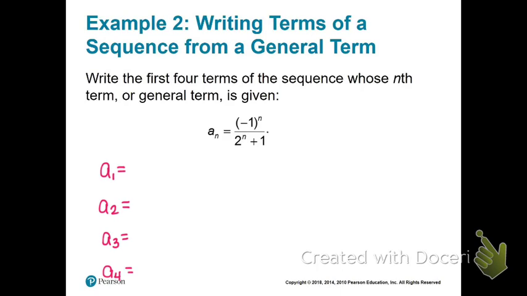Sure. So on the other side, where I had an n, we're going to plug in the term number that it is. So negative 1 to the first over 2 to the first plus 1. Negative 1 squared over 2 squared plus 1. Negative 1 cubed over 2 cubed plus 1. And negative 1 to the fourth over 2 cubed plus 1.